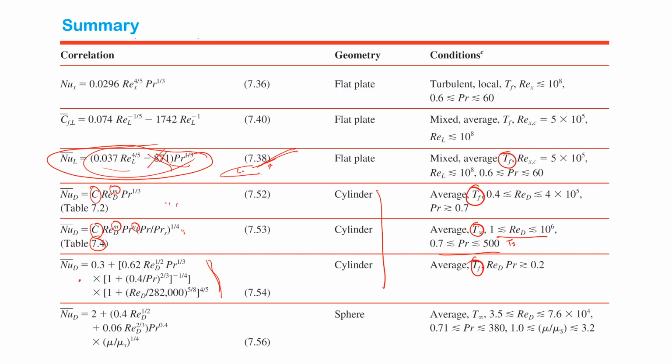And then we have a sphere. For a sphere, we have this equation, and everything is evaluated at T infinity. Okay, except mu s is evaluated at T surface. Okay, and this is another empirical equation. This is an exception. So I want to put a star here when you are using T infinity. Star here and star here. So out of all equations so far, only 2 of them rely on T infinity.